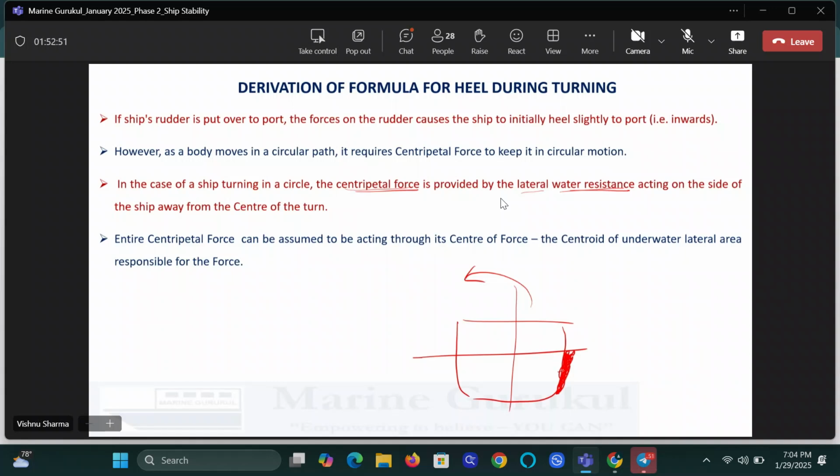Now, where will the geometric center of this underwater area fall? It will fall somewhere near, not exactly, half the draft, or more or less in line with the center of buoyancy. It's a small assumption. Is it exactly in line with the center of buoyancy at the same level? Not necessary.